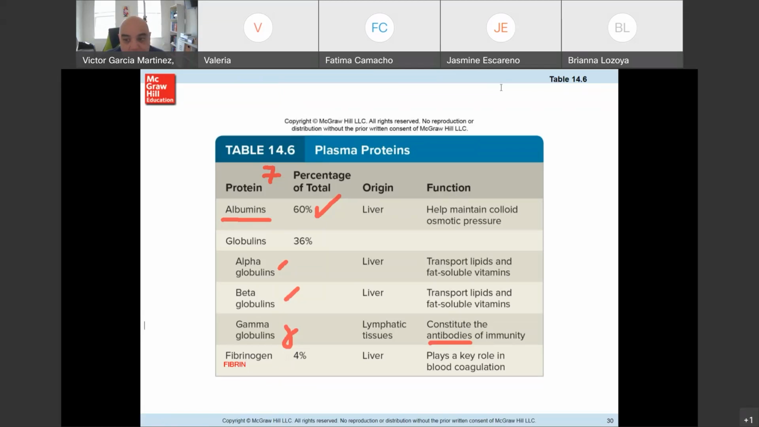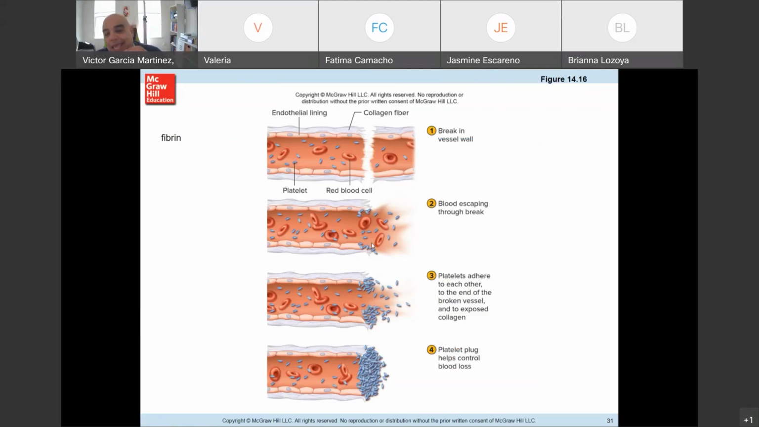Give me a second, guys. I'm going to stop my annotations here. Okay. This is very important, guys. You can see here 3 steps of blood clotting.